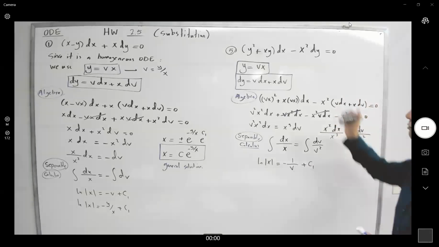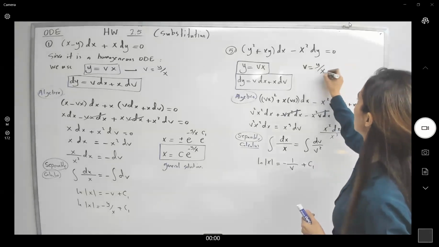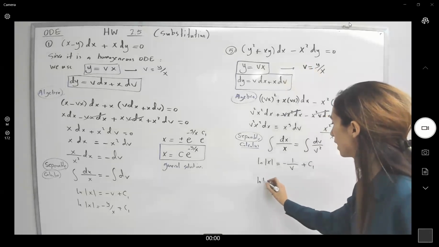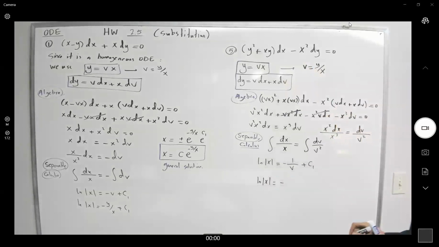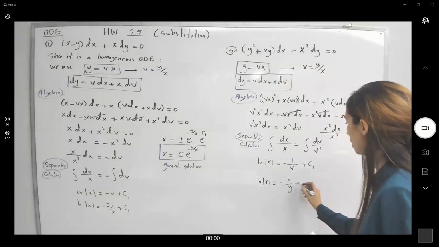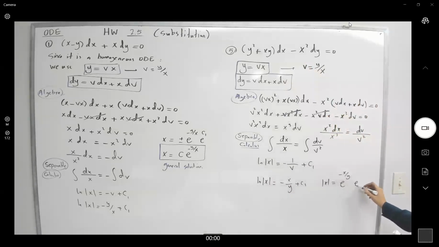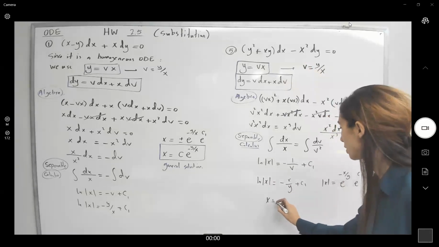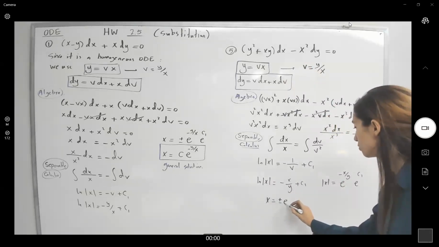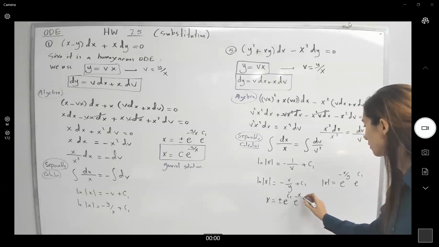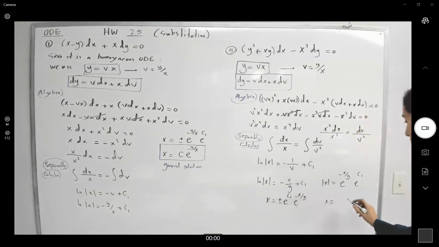But what is v? v is equal to y over x. So ln of absolute value of x becomes negative x over y plus c sub 1. So absolute value of x becomes e to the power negative x over y, e to the power c sub 1, or x becomes plus minus e to c sub 1, e to negative x over y, or x is, well, c e to the power negative x over y. We found the general solution for this differential equation.